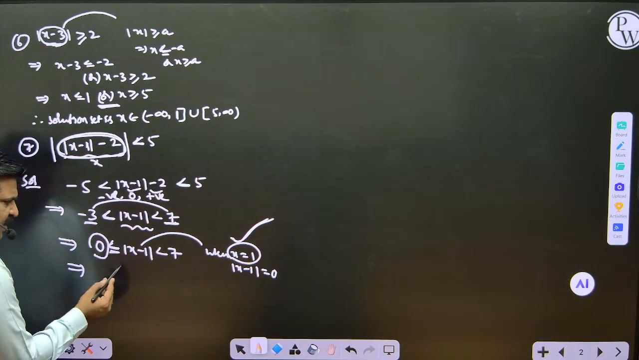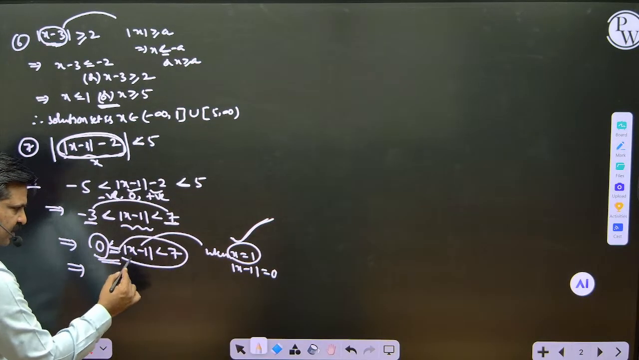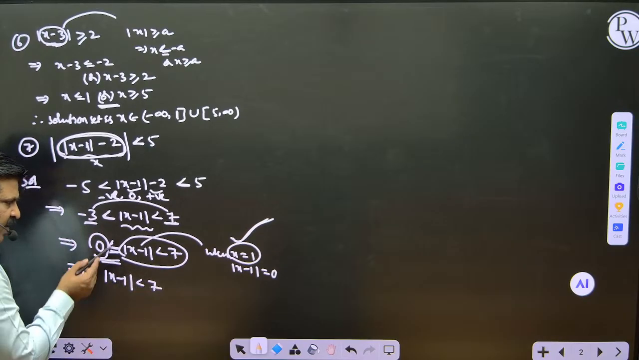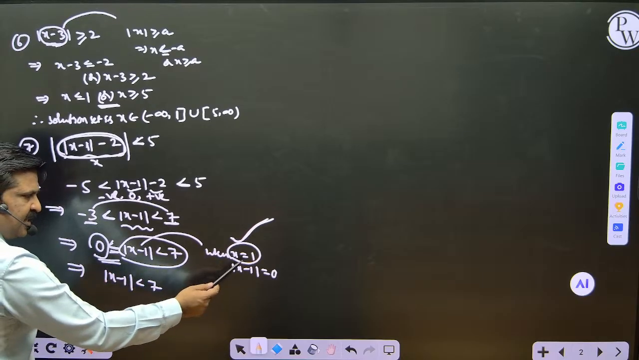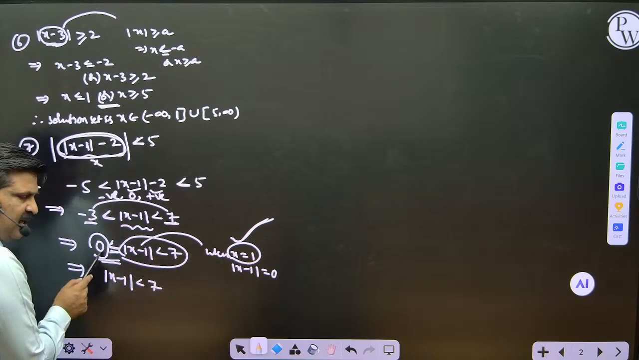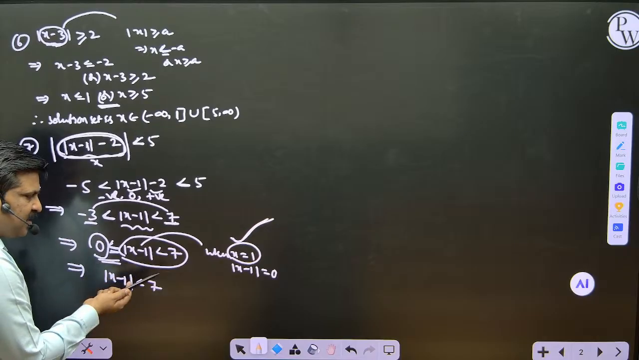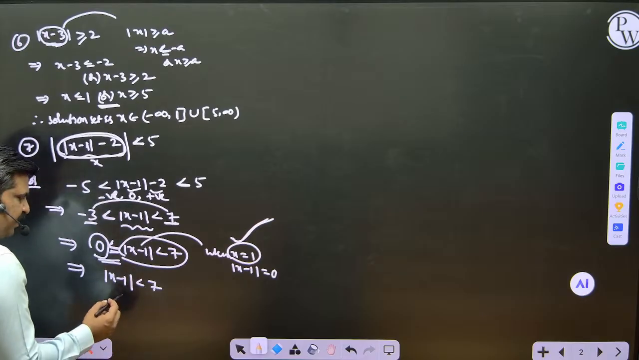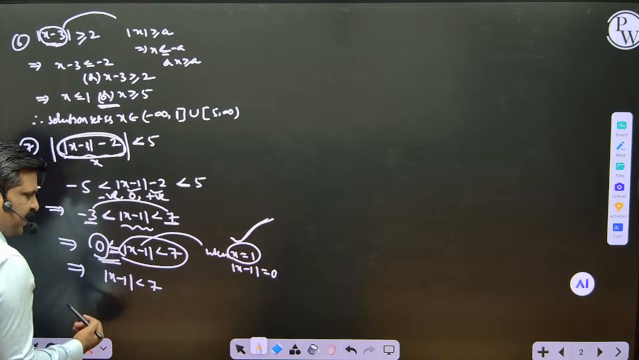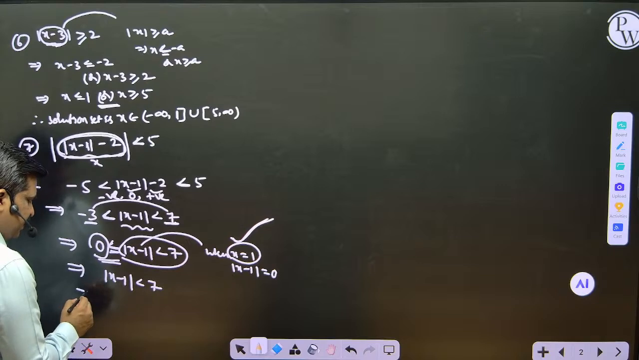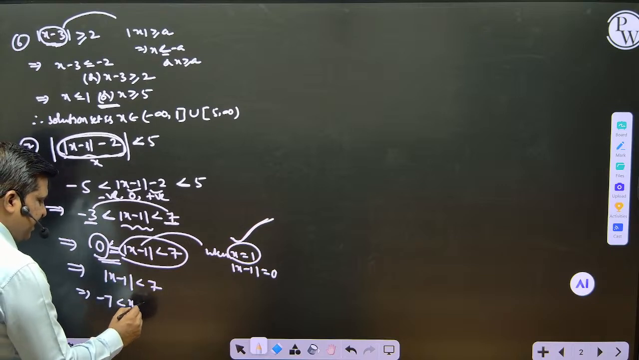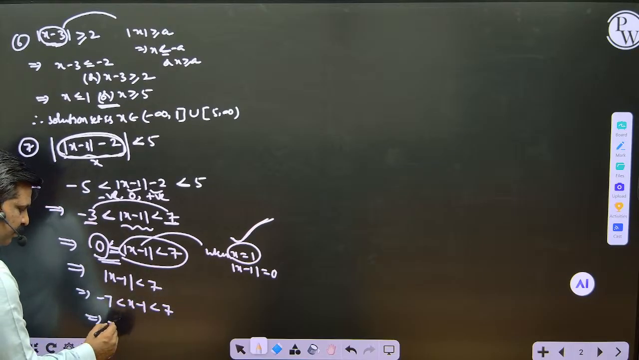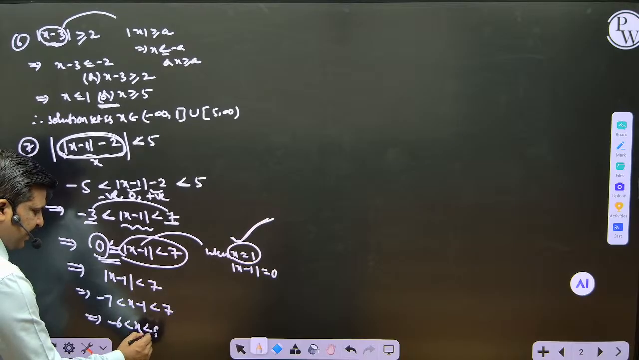Now solve it, leaving this part to focus on this one. Modulus of x minus 1 less than 7. Why leave this part? Already we considered 1, 0 also considered. The remaining is: x minus 1 less than 7, so minus 7 less than x minus 1 less than plus 7. Add 1: minus 6 less than x less than 8.